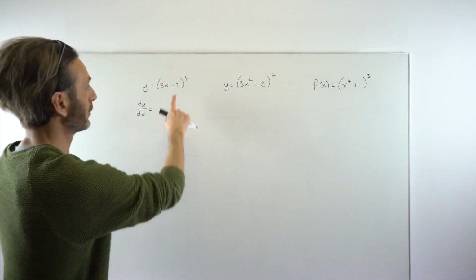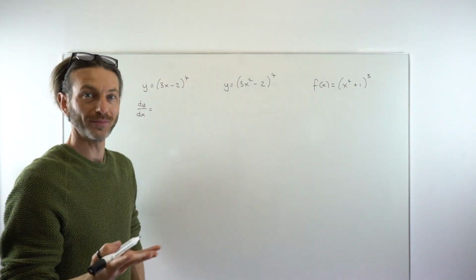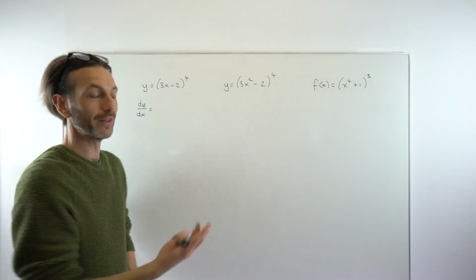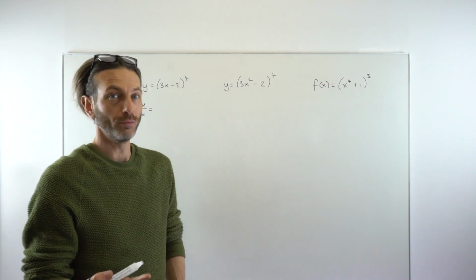You need to differentiate the overall function, whether that's a bracket or a trigonometric function or something else, and you need to multiply that by the derivative of the inside of the function. That is all that the chain rule is, two derivatives multiplied together.